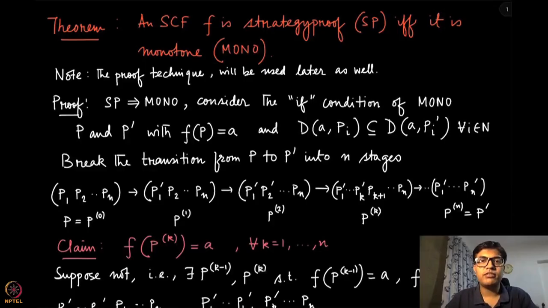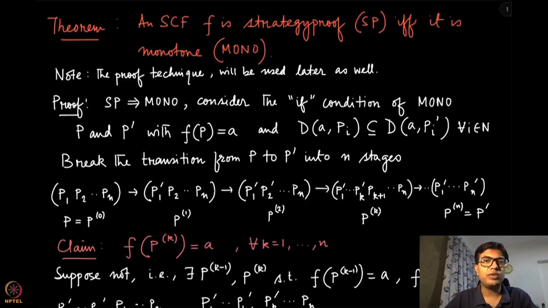We have stated the following theorem in our previous module: an SCF is strategy proof if and only if it is monotone. In this module, we are going to prove it formally. One of the reasons for showing this proof is to notice the proof technique, which will actually be used later as well. In general, this principle is quite well utilized in several other parts of mechanism design.